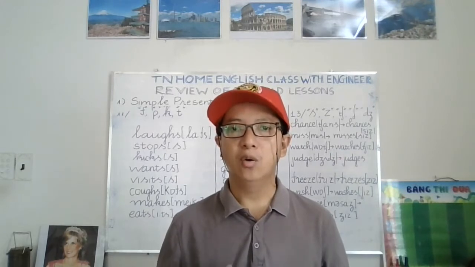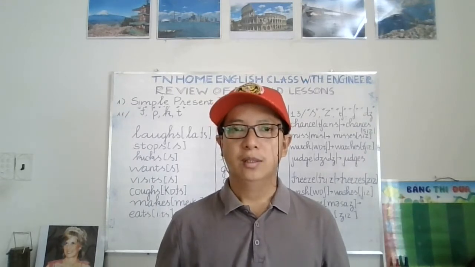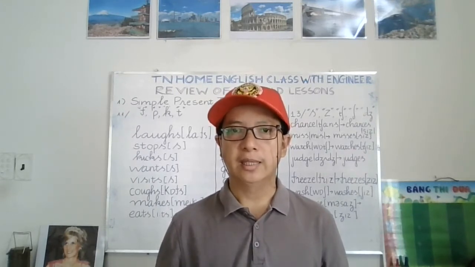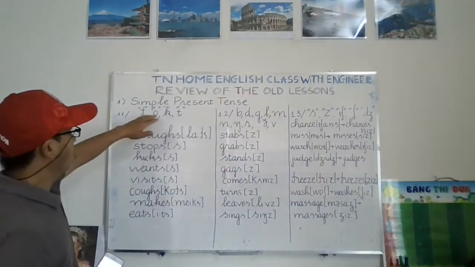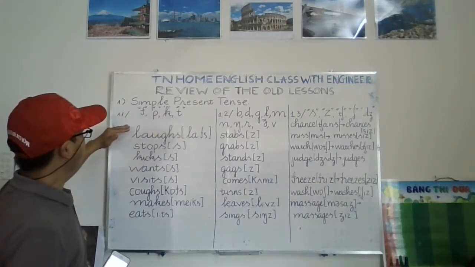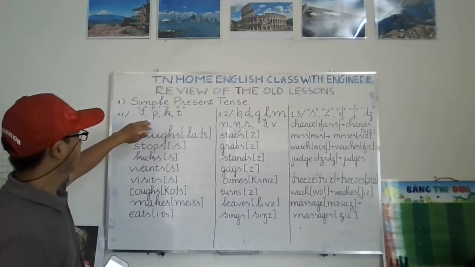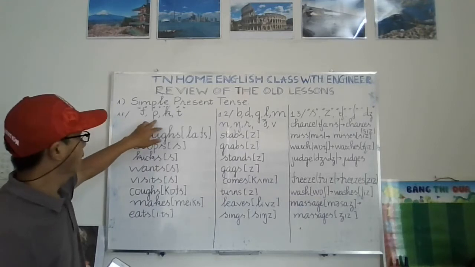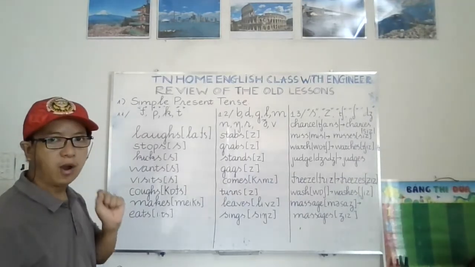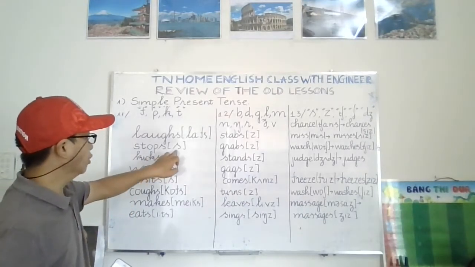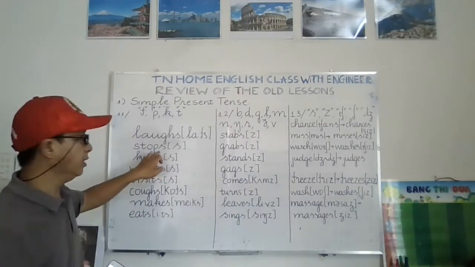Firstly, please look at the board to review the voiceless sounds in simple present tense. In simple present tense, if the base verb ends with a voiceless consonant sound, we just add the suffix S next to the last syllable of the base verb.